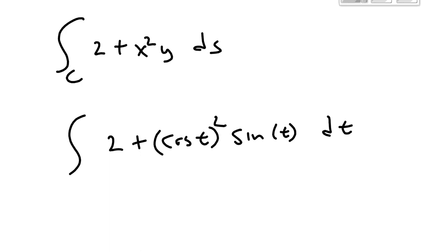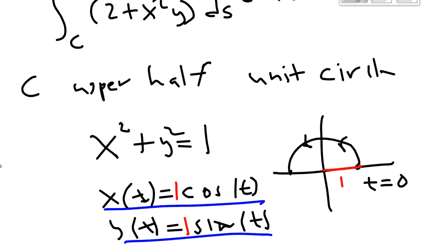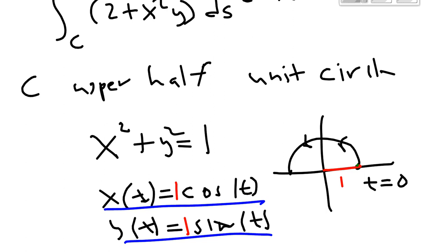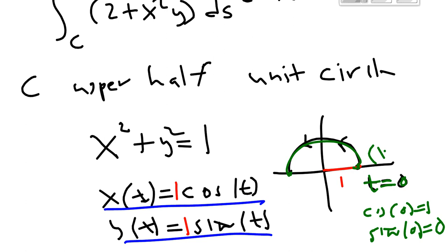Well, if we go back to that picture here, if we want to trace out this semicircle like this, t equals 0 would definitely start off where you want it to. Do think of cosine of 0. So cosine of 0 is definitely equal to 1. Sine of 0 is definitely equal to 0. So that would start at the point 1, 0 the way you wanted.